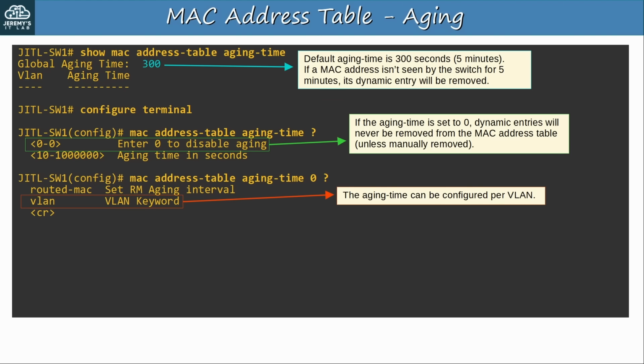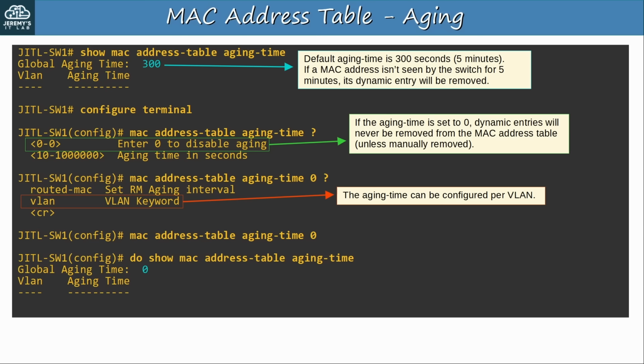Note that with the VLAN option of the command, you can actually change the aging time per VLAN. If you look back up at the output of show mac address-table aging-time, that's why you can see the empty chart with VLAN and aging time columns. I decided to just change the global aging time, not per VLAN. And now, the dynamic MAC address aging time is 0. My switch will keep dynamic MAC addresses in the MAC address table permanently.